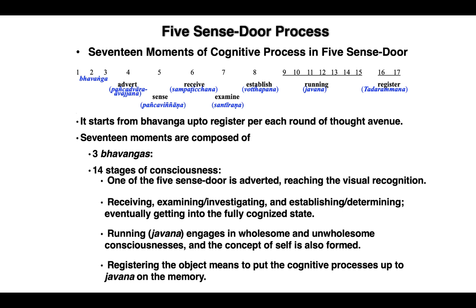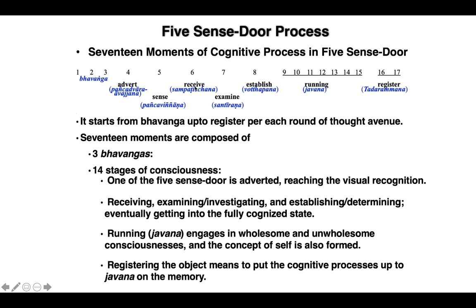The time of the man's opening his eyes and looking is like eye consciousness accomplishing its function of seeing. Here's the 5th moment, sense. The time of stretching out his hand and taking the mango is like that of the receiving consciousness, receiving the object. So the 6th stage, receive.